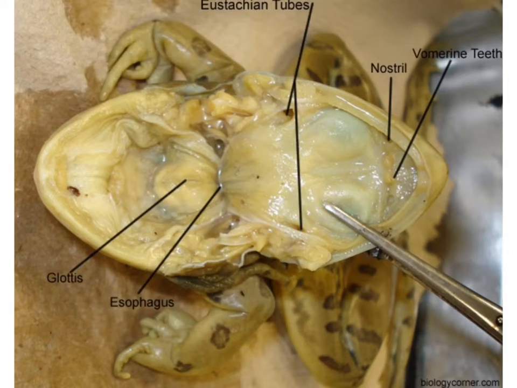Additionally, the tongue has been removed. However, the tongue is attached at the front part of the mouth so that it can roll its tongue outward to capture its prey.